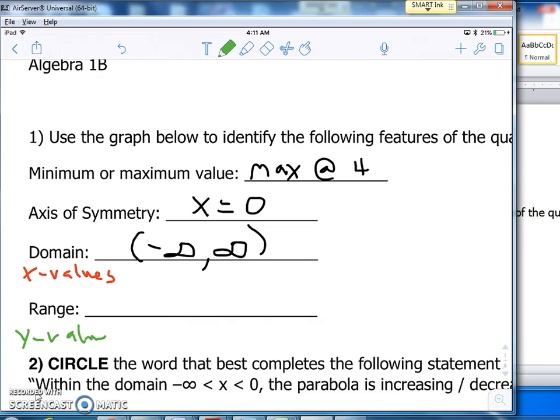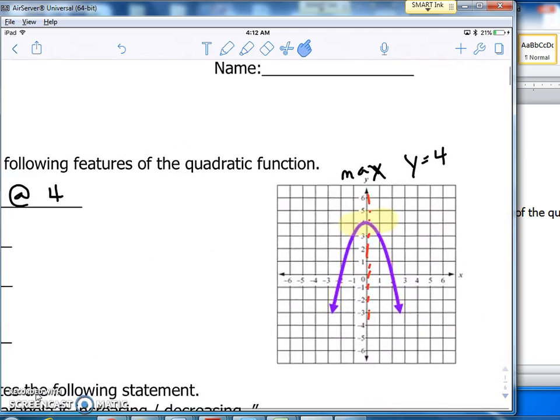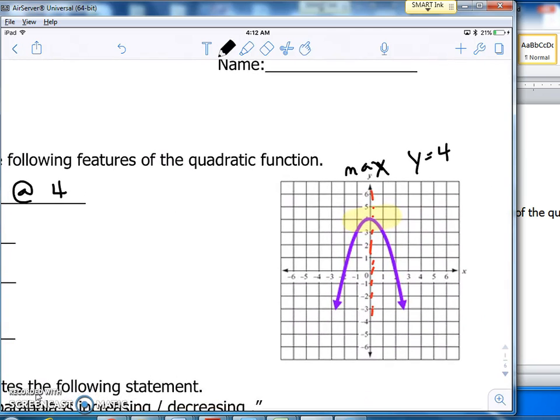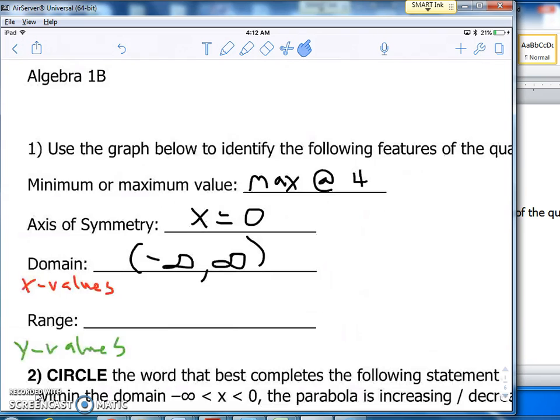And because we have a maximum y value, we can't go any above that. So if we look over here at our graph, we can see our y values stop here, but they go on and on and on in that direction, which would be negative infinity. So the negative should come first. The range is negative infinity to positive 4. If you need to pause to get those filled in, go ahead and do that now.